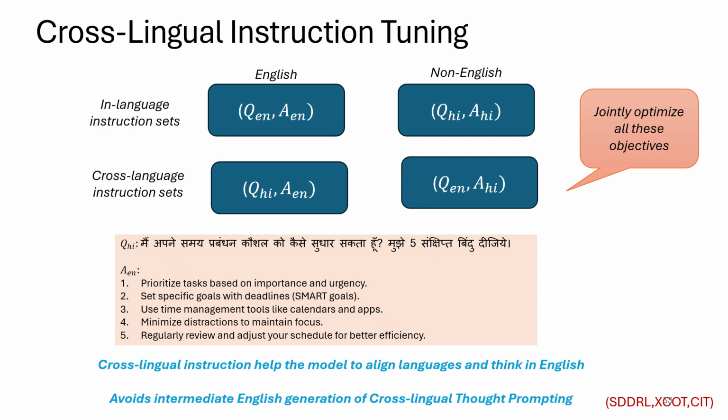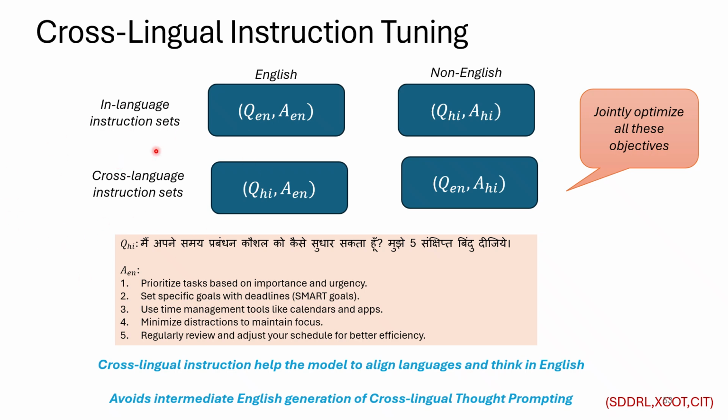If you have in-language English data, and you also have its translated version, you can mix and match. So now we can have a question in English, answer in Hindi, or question in Hindi and answer in English, to create cross-lingual instruction datasets.